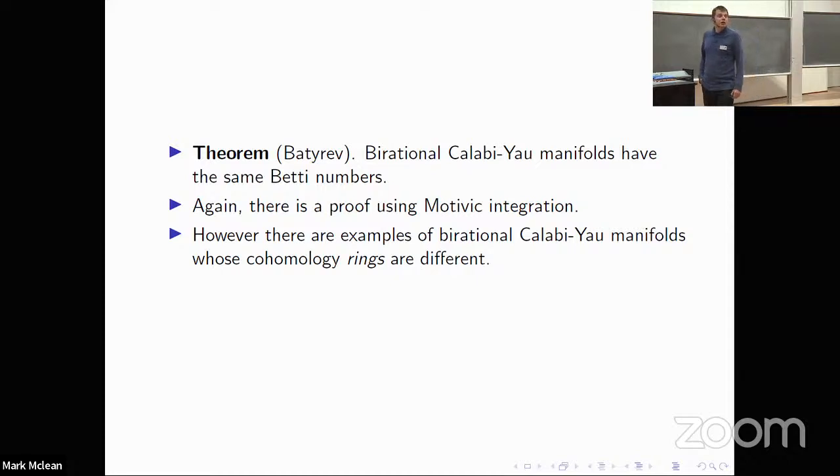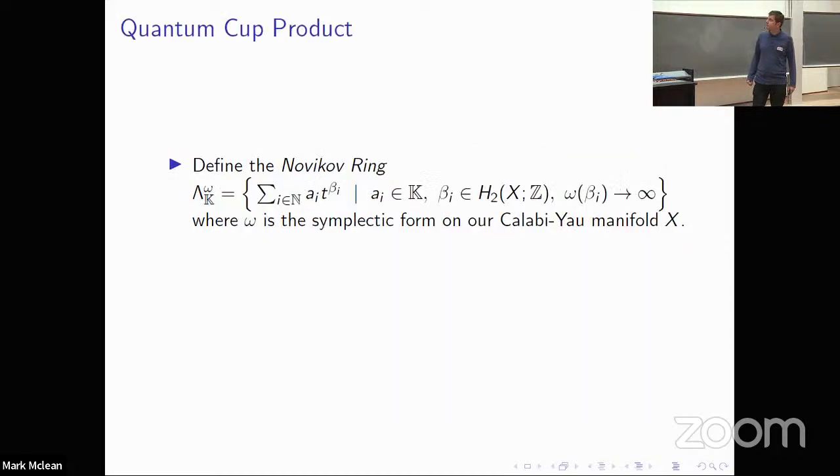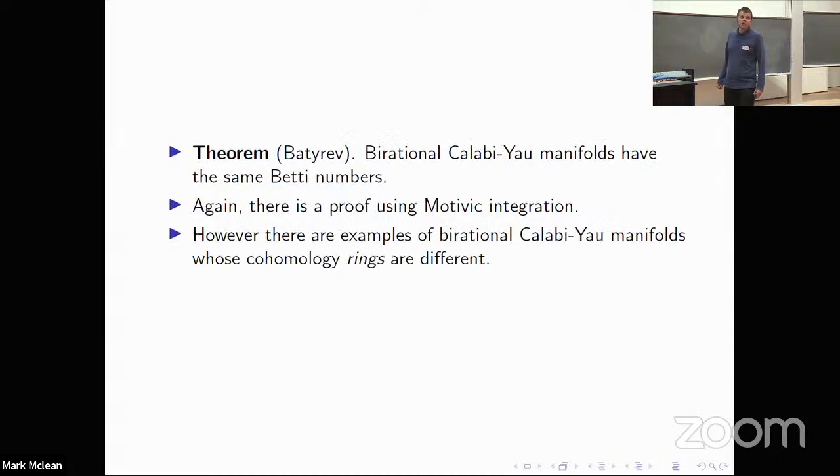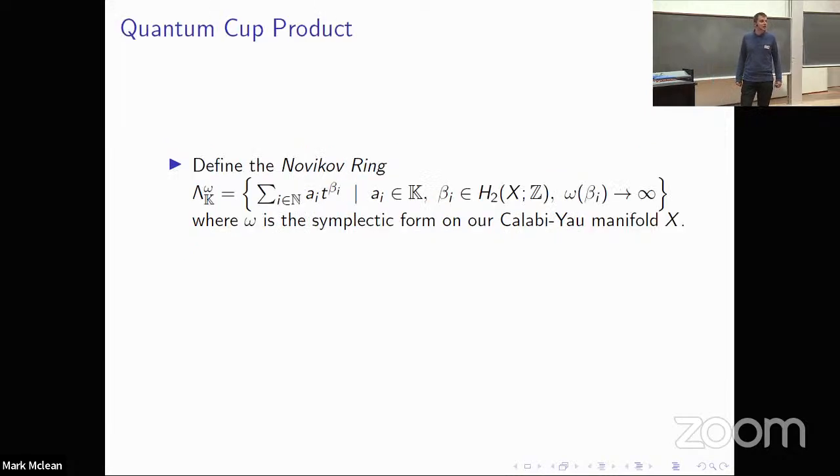However, if you look at the cohomology rings, they're different, pretty much in all examples that are non-trivial. You can find nice examples of birational Calabi-Yau threefolds with different cohomology rings. So what do you need to do? You need to change what the cup product is. You have to add quantum corrections to the cup product. So I want to explain what the quantum cup product is.